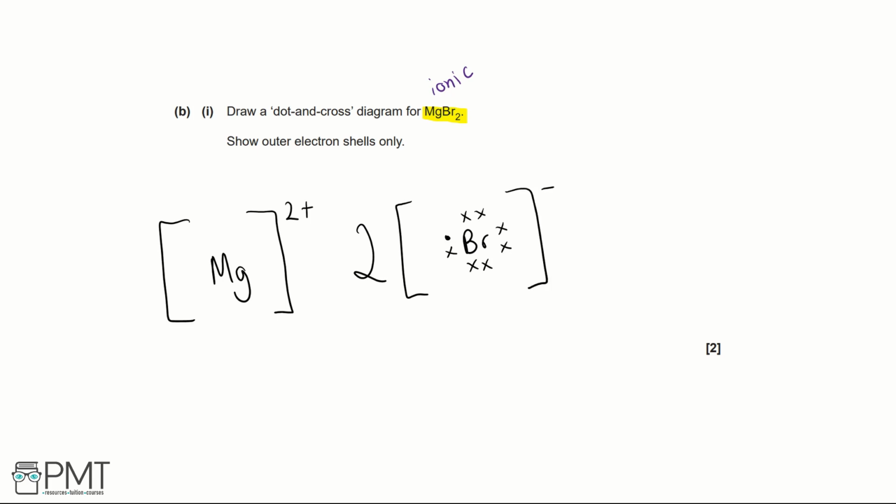And bromine has a negative charge, so this is the completed ionic bonding diagram for magnesium bromide, and to get the 2 marks for this question, you must have drawn this diagram, where you get 1 mark for the charges and then 1 mark for the outer electrons in this question.